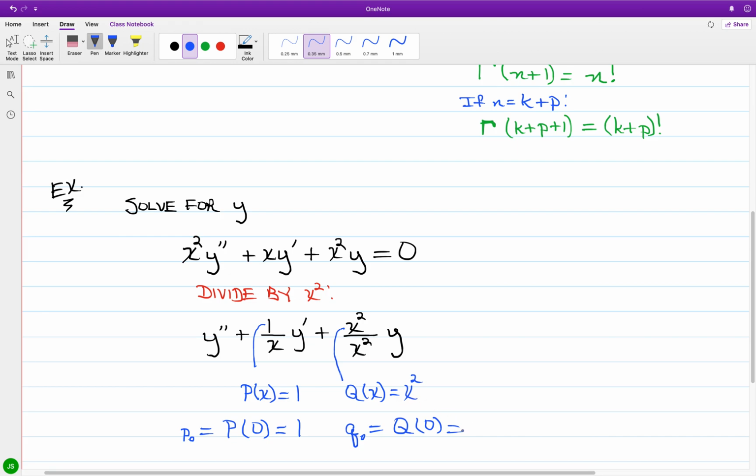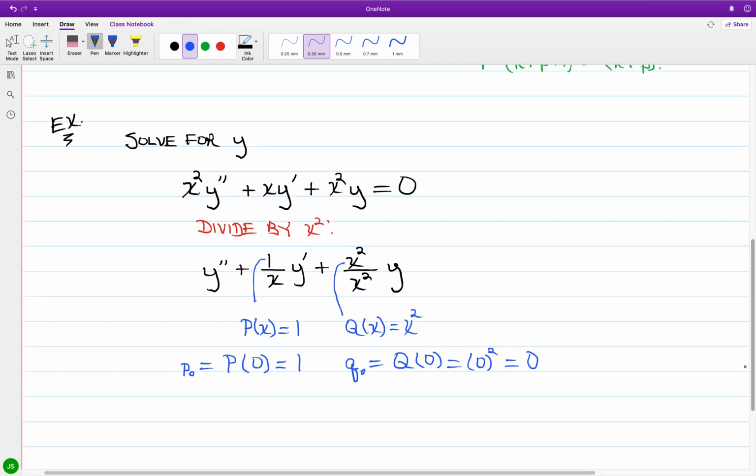And we have q of x equal to x squared, so we have q of 0, that's going to be 0 squared, which is going to be 0. Now, for what we have in the method of Frobenius, again, you have r times the quantity of r minus 1, plus p naught times r, plus q naught is equal to 0.